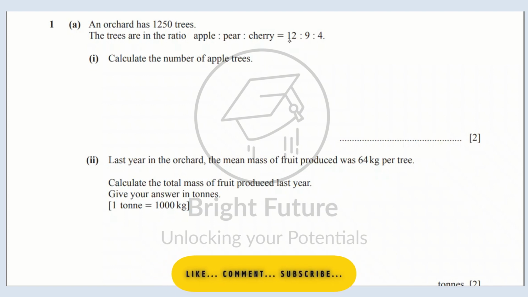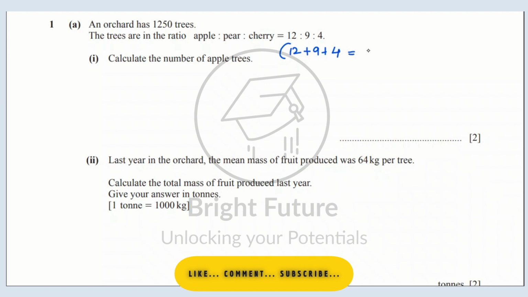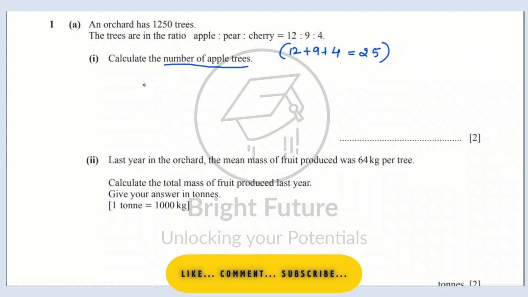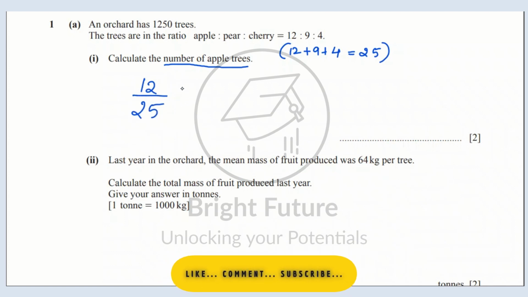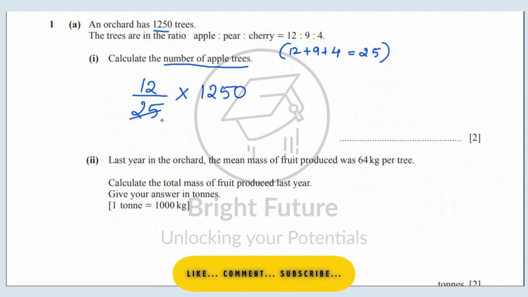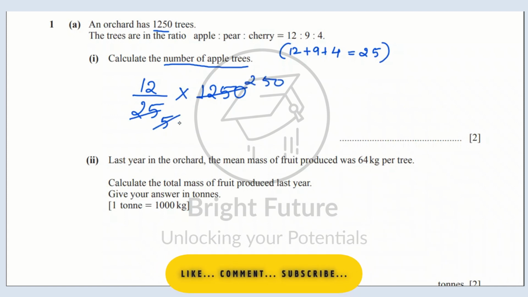So what is the total? 12 plus 9 plus 4, which is equal to 25. Now we want to find out the number of apples. So firstly, take the fraction. Apples are 12, so 12 upon the total, that's the fraction of the total number of trees, multiplied by 1250. Do the calculations. You may do it on the calculator also. So finally, 600.